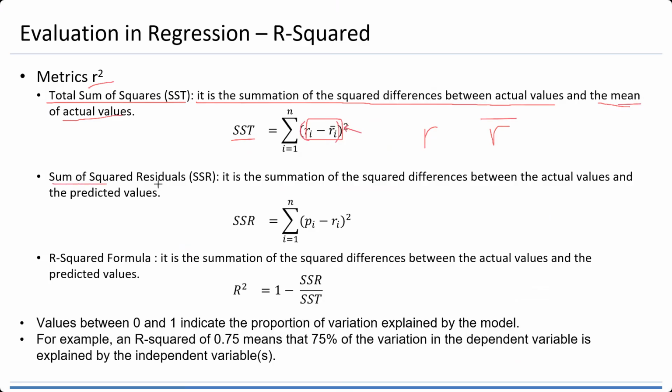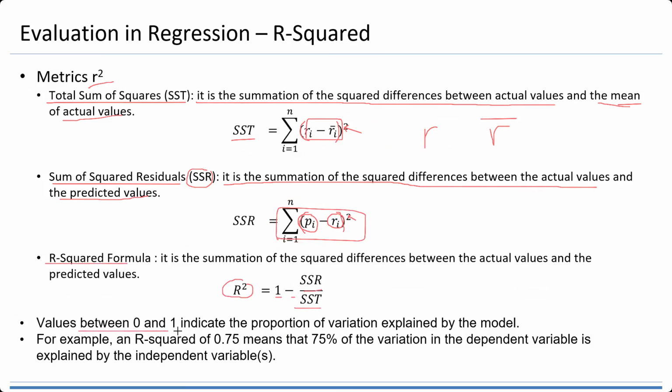We have the sum of square residual, or SSR. It is the summation of the square difference between the actual values and the predicted values. So we have P, which is the predicted values, and R, the actual values. We just do the square and do the summation. So the R square formula is R square equals 1 minus SSR divided by SST.